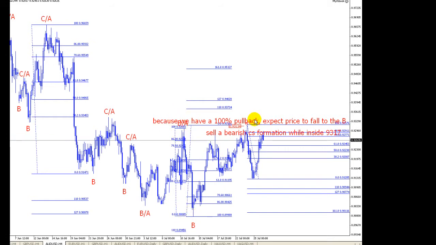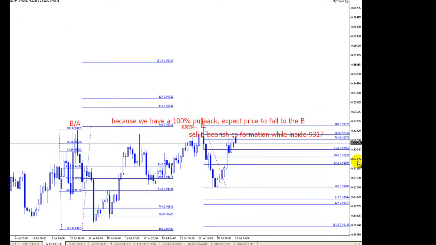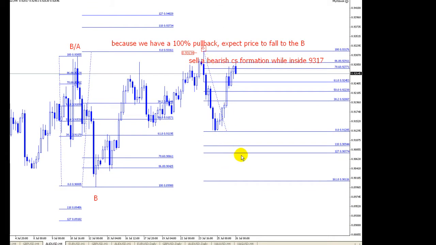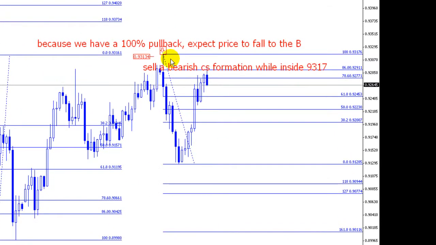There was our last A high and our B low, and you can see we came right back to test that A high. When price does that, you can expect it to fall all the way down to lower levels, and you can see here that we were wanting to sell a bearish candlestick formation while inside 93.17.